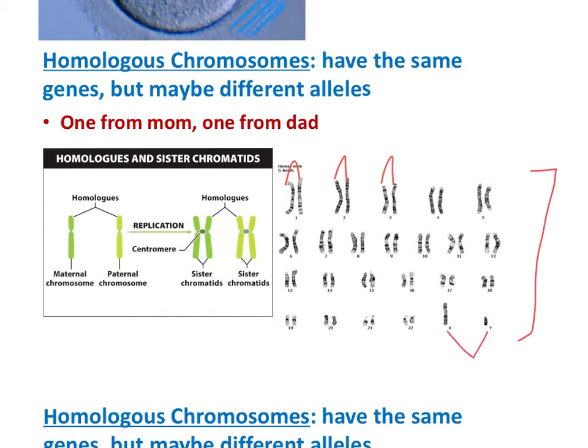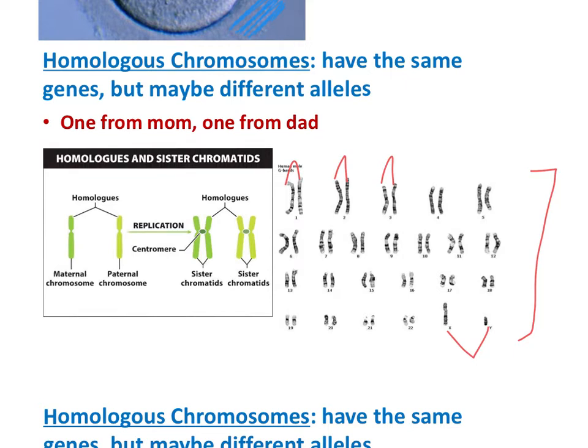These sex chromosomes are considered a pair. In each pair of homologous chromosomes, we see the same traits, meaning the same genes, but maybe different versions, aka different alleles of that gene.